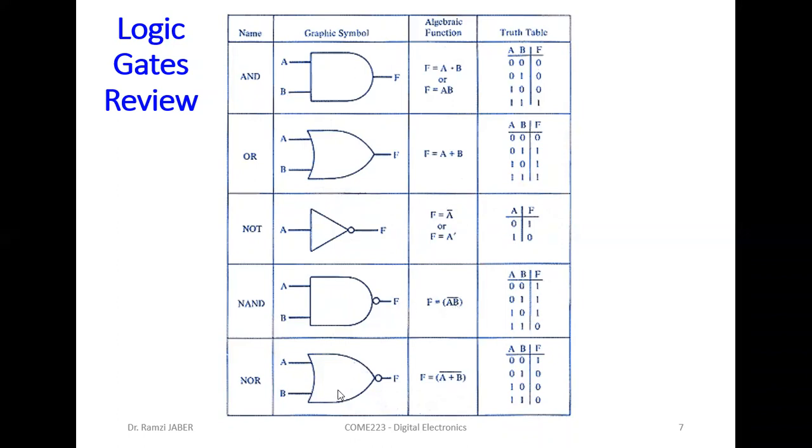NOR is the same. It's OR plus an inverter. We put a bubble here. This is the output of OR. We inverted it, put the opposite: 0 becomes 1 and 1 becomes 0. Okay, these are the basic logic gates as a review. The basic logic gates we will do in your lab.